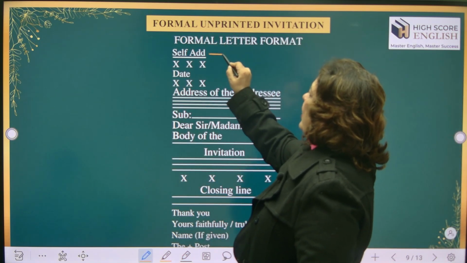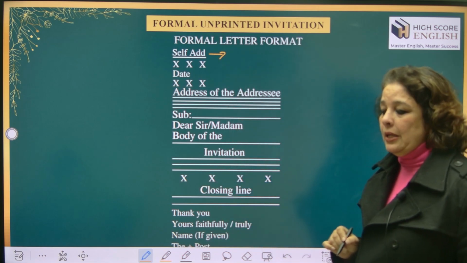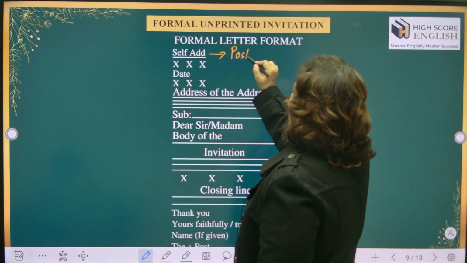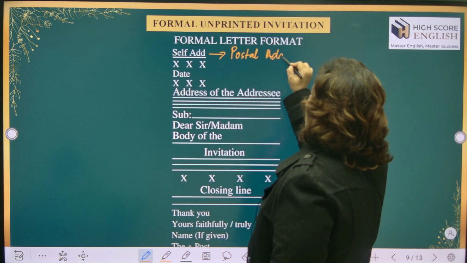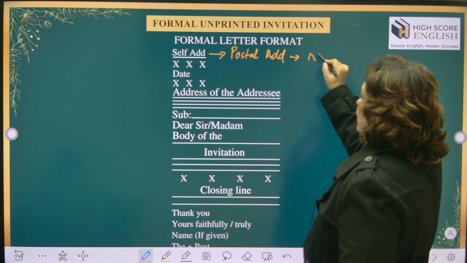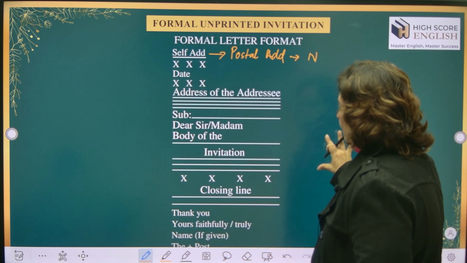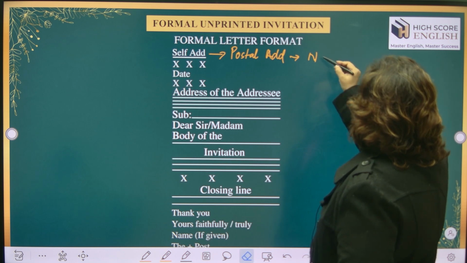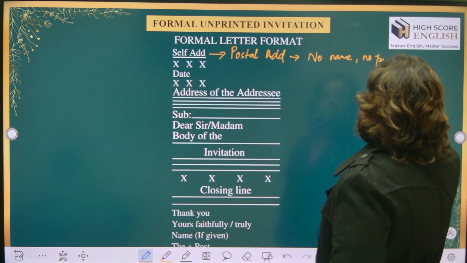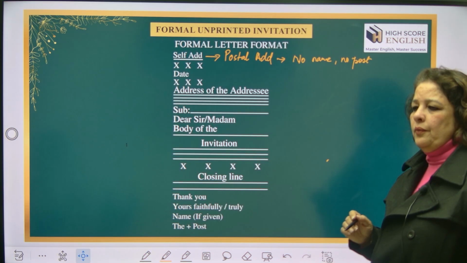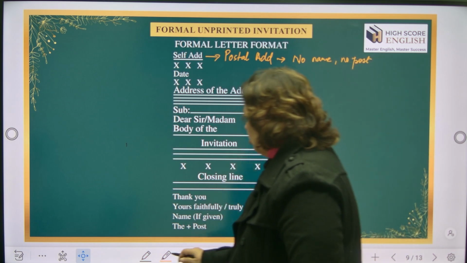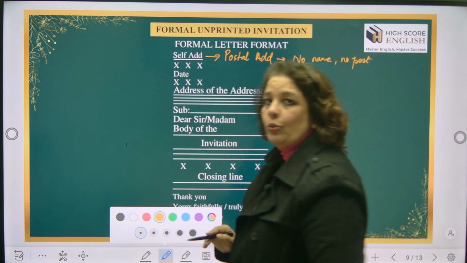Whenever we are doing self-address, there are a few things you have to keep in mind. In self-address, you are only going to write the postal address. You are not going to write the name or the post. So what I was telling you, when you write the self-address, you are only going to write the postal address. You are not going to write anything else.